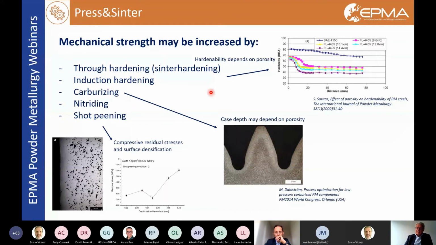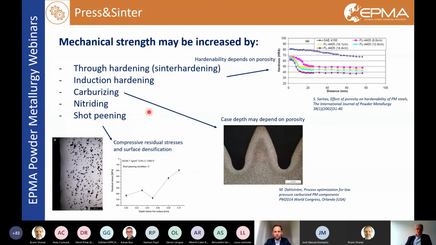In this case, we have taken into account that the case depth may depend on porosity, but there are well-developed technologies to control almost perfectly the case depth, as this figure shows. This is an image of a gear that has been low pressure carburized, and the case depth is very homogeneous and controlled along the wall of the teeth profile.